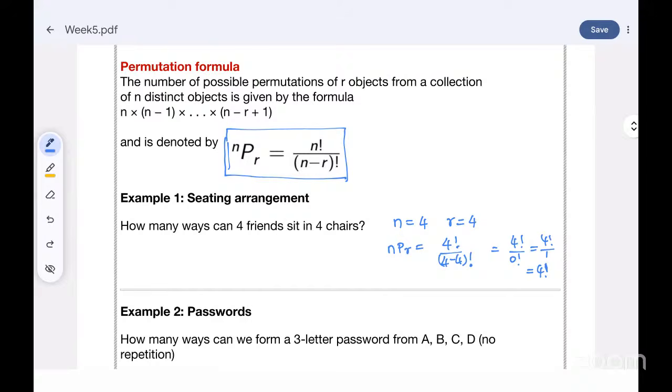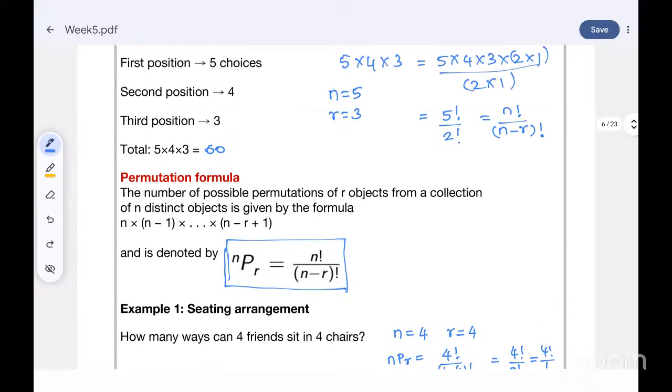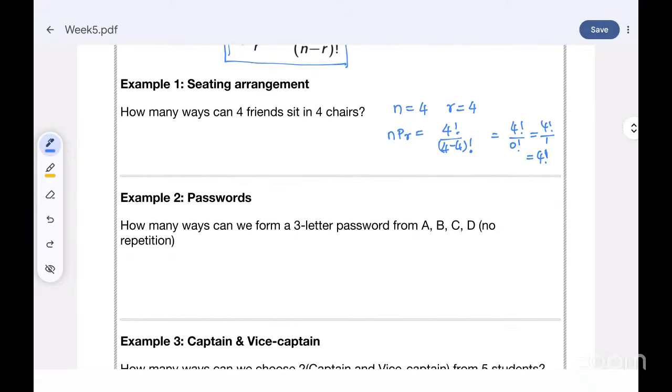All right. Now the next example is, how many ways can we form a 3-letter password from A, B, C, D, without any repetition? How many ways can we do this? 4P3. Yes, you have 4P3, right?